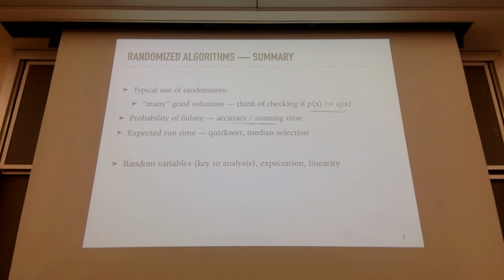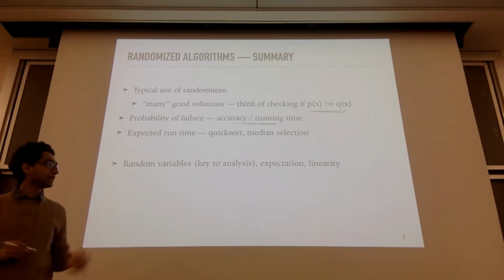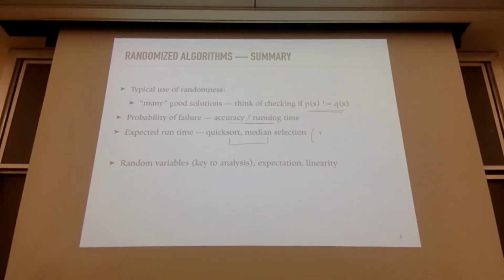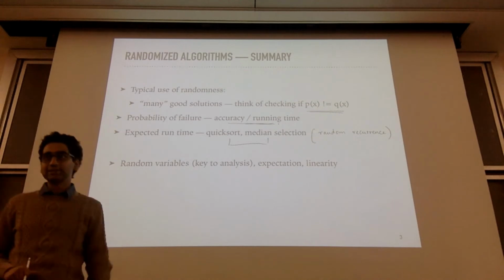The other thing we keep analyzing is the expected running time, or expected performance behavior. We did this in a couple of examples. We did this for quicksort in class, and you're doing it for median selection in your homework. Both analyses are very similar, and this is based on the idea of writing what we call a probabilistic recurrence, a random recurrence. This is kind of a specialized idea. It doesn't work in too many problems, but it works for these couple of nice examples.